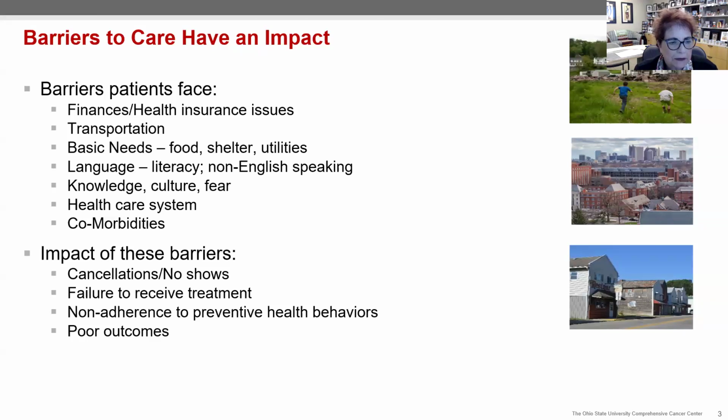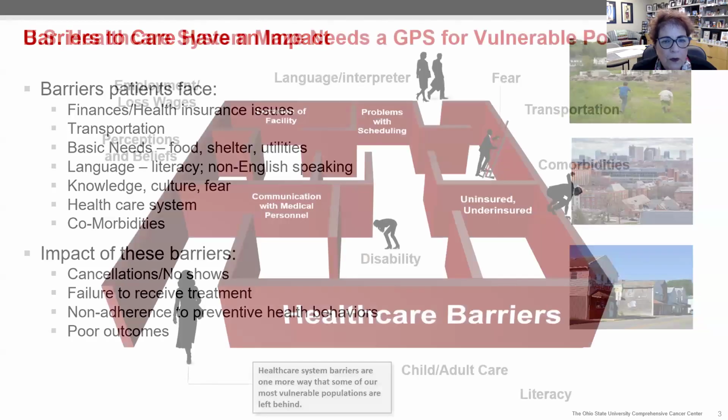And what's the impact of these barriers? How do these barriers then cause problems? Well, they cause cancellations and no-shows, which causes failure to receive treatment, which causes non-adherence. And it's also non-adherence to preventive health behaviors like getting screening or stopping smoking. And all of these can contribute to poor outcomes, which means later stage at diagnosis and death.